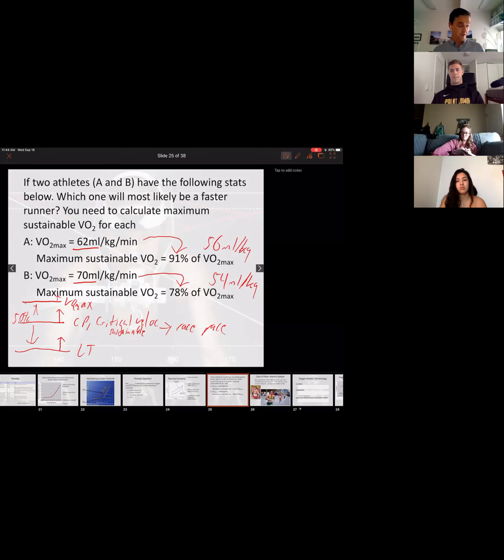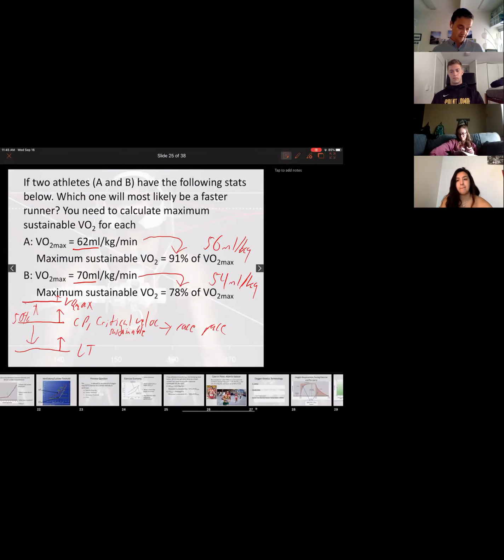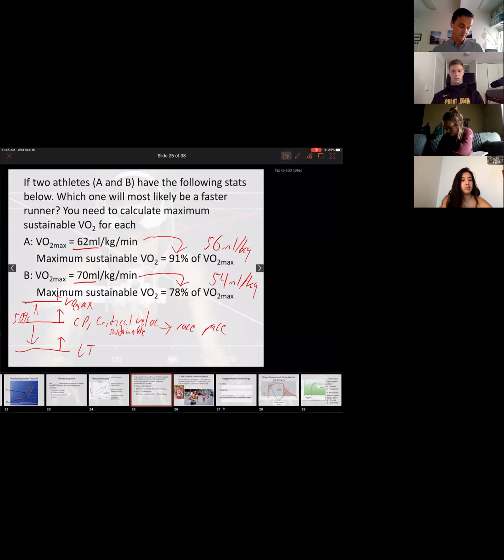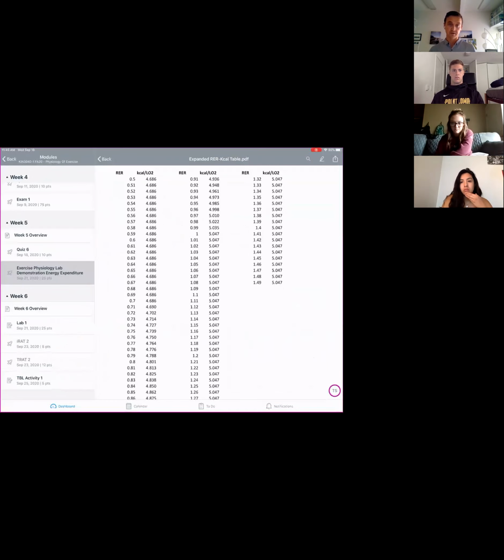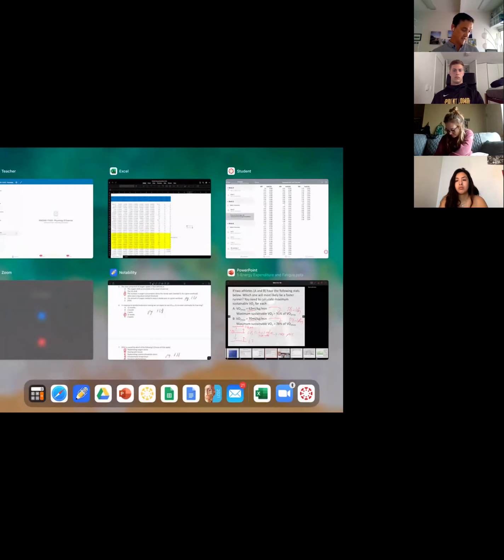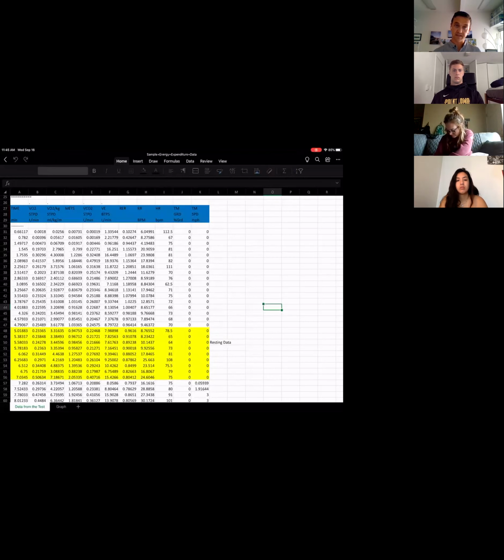Okay, I wanted to go through one more group of calculations with you guys while we're all together, and these will help you directly for your lab assignment that's due on Monday. Okay, so this that I have pulled up here from Canvas is that expanded RER kcal table that I mentioned. It has RERs all the way from 0.5 up to 1.5. We'll come back to that in a second, but here is the Excel sheet that I shared with you that is the data you're going to be using to complete that lab.